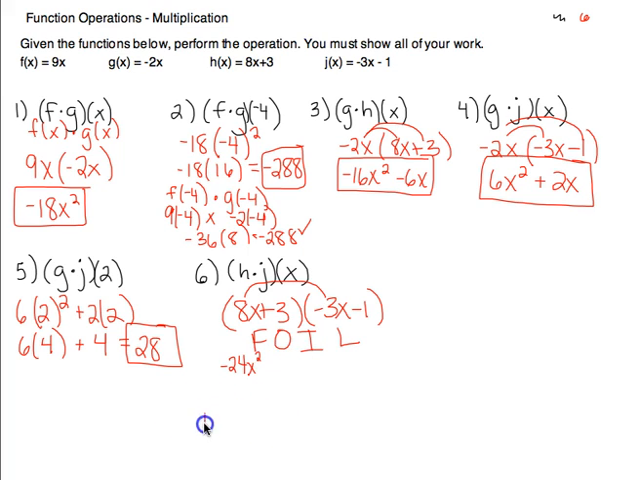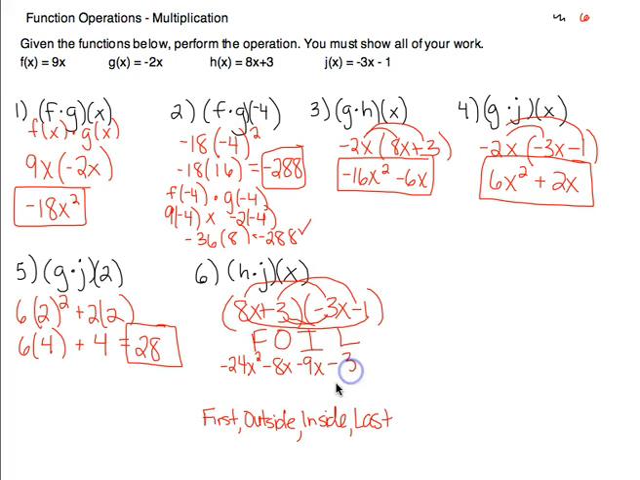O stands for outside, so I'm going to write this down here. So first, or outer, it's up to you or how your teacher taught you, but outside terms, 8x times negative 1, which is negative 8x. I is for inside terms, so that would be these 2. So I multiply positive 3 times negative 3x, which gives me negative 9x. And L stands for last, so positive 3 times negative 1, because those are the last terms.